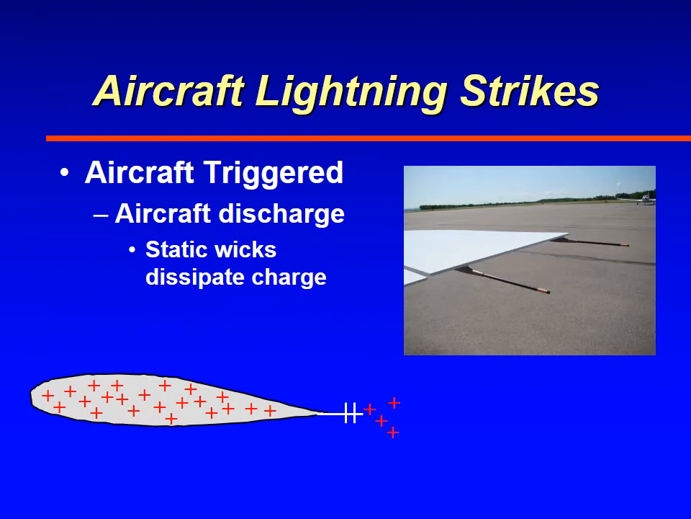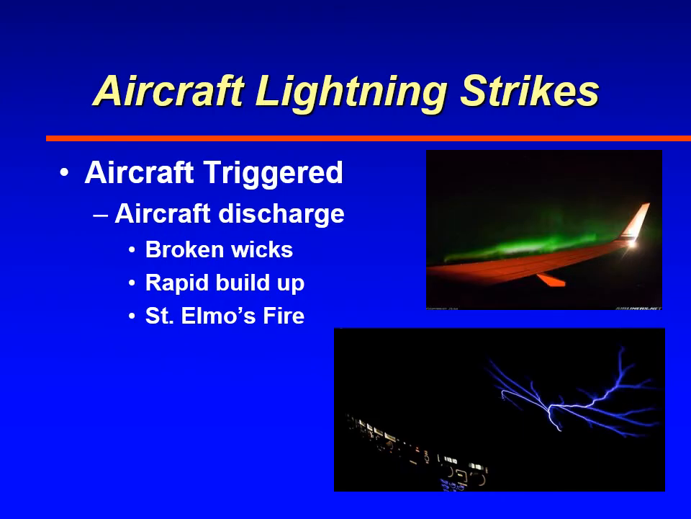Actually, airplanes are designed to dissipate this charge. They put static wicks on the airplane, and static wicks are designed to get rid of this charge as the aircraft picks up the charge. But there are times when either the static wicks are broken and the airplane can't get rid of the charge, or there is so much charge in the atmosphere that the airplane is picking up the charge faster than it can get rid of it. And as a result, the airplane will try and discharge in a couple of different ways.